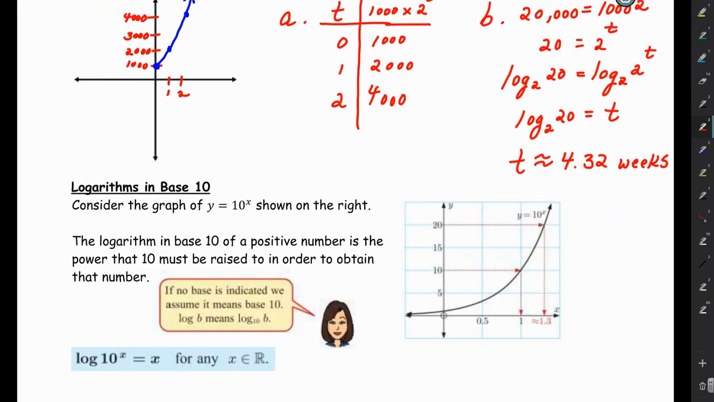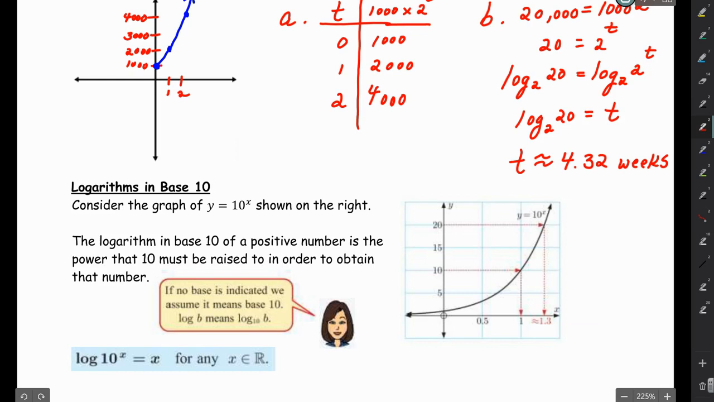So we have logarithms in base 10. Consider the graph of y equals 10 to the x. The logarithm in base 10 of a positive number is the power that 10 must be raised to in order to obtain that number. If no base is indicated, we are going to assume that the base is 10. This is just a reminder about logarithms.